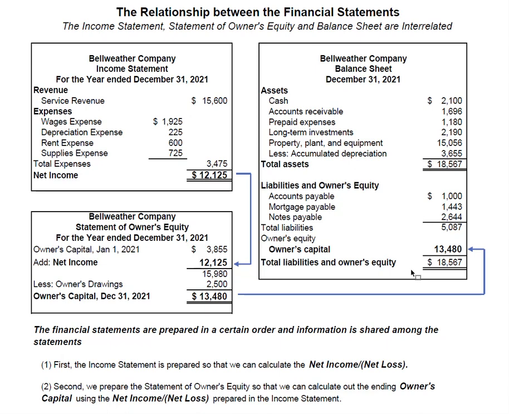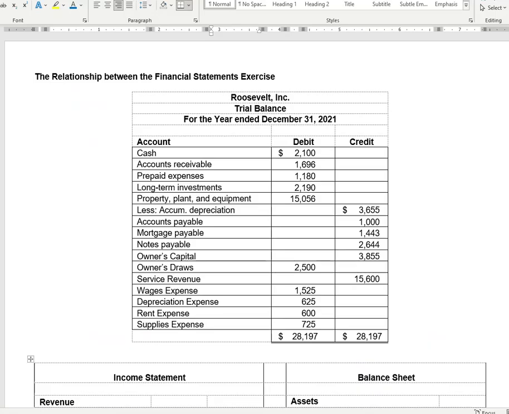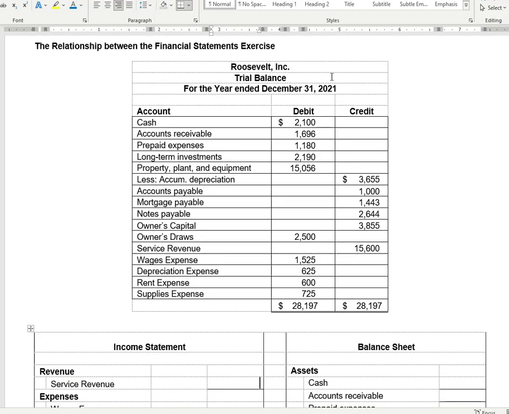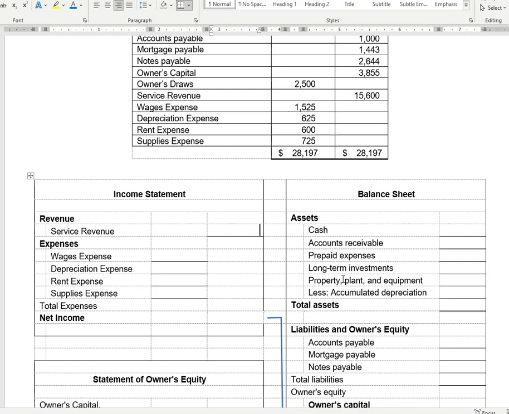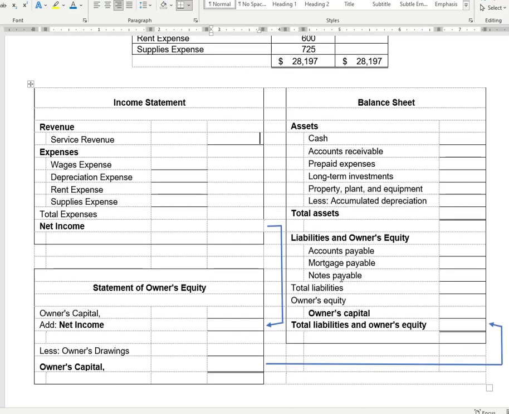So let's go ahead and do an exercise. Here we have the Roosevelt Company. We have their trial balance for the year ended December 31st, 2021. And we're going to use this and we are going to prepare their financial statements.